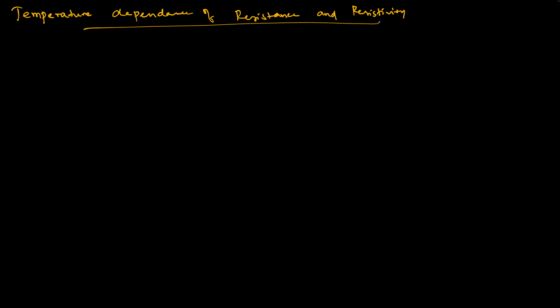So just now we understood two important things. Resistance and resistivity both are dependent on temperature, right? So what we are going to see now is the temperature dependence of resistance and resistivity. We are going to see the temperature dependence of resistance and resistivity of whom? Of a conductor.